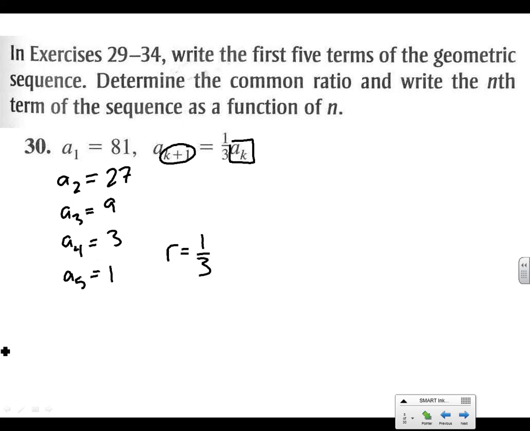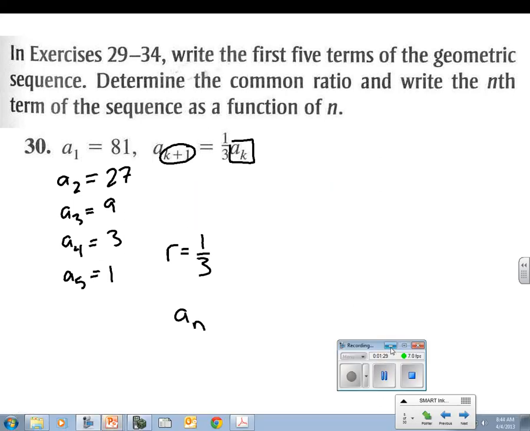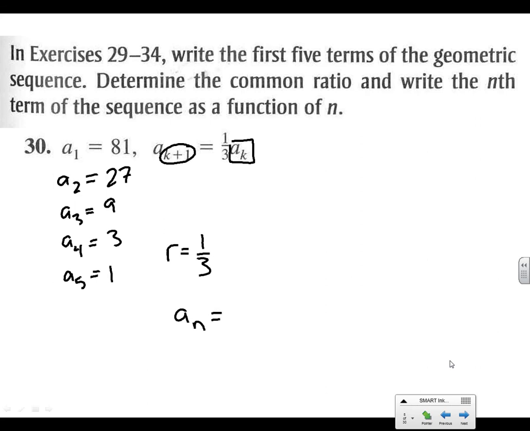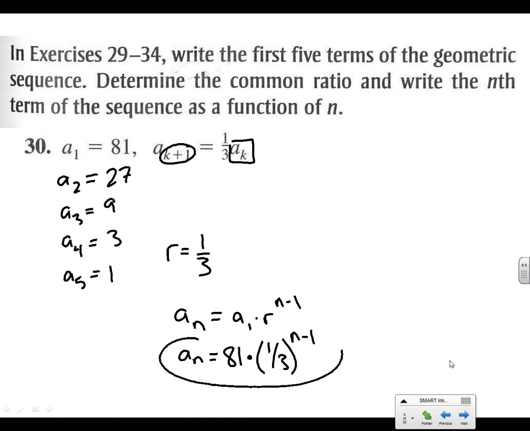And write the nth term of the sequence as a function of n. All right, so we would want to use the a sub n formula, which is a1 times r to the n minus 1. And so we know the first term is 81 times, I'm sorry, not 3, 1/3 to the n minus 1. We don't know what n is, so we'd have to leave that as a variable. But this would be our non-recursive formula for the recursive formula that we started with up here.